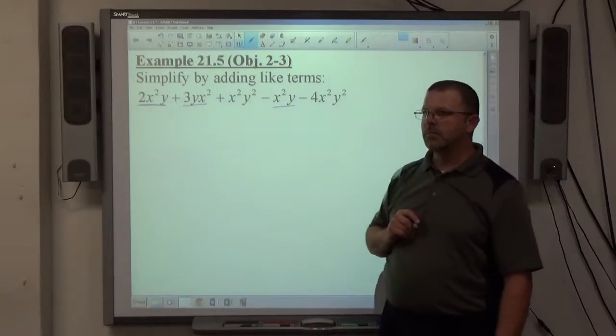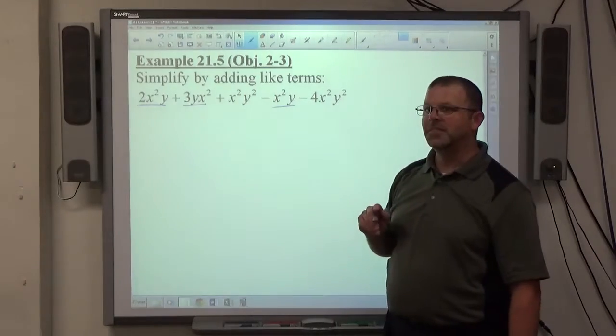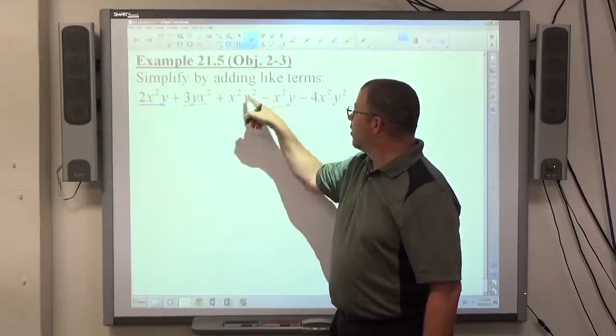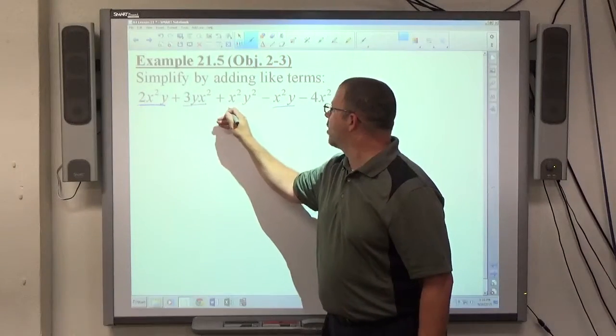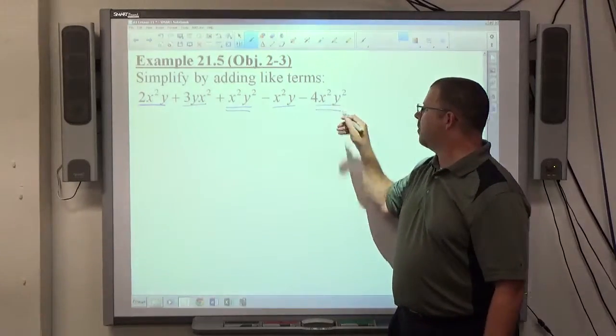What if you underline different? What if you underline the other ones? Well, I'm going to. So watch how I do the next one. These three are like terms with each other, right? Now this one isn't, right? So that's different. So I'm going to double underline x squared y squared, x squared y squared.